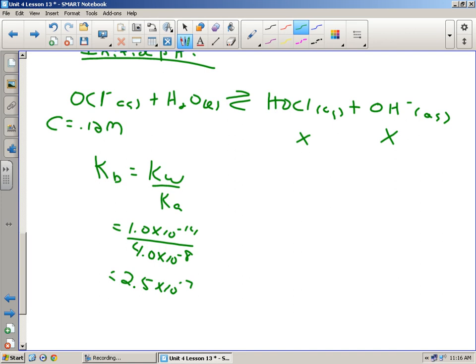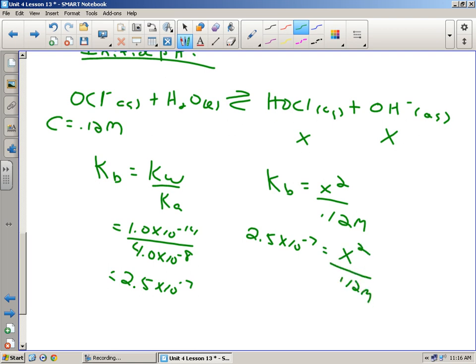So once again, just like before, Kb is going to be x squared over 0.12 molar. My Kb value is 2.5 times 10 to the negative 7. X squared over 0.12. So I'm going to calculate x. So 0.12 times 2.5 times 10 to the negative 7. By the way, is it okay if I do the approximation with this? Is 0.12 1,000 times bigger than 2.5 times 10 to the negative 7? I think we're okay, eh? So once again, that's probably going to happen for you, right? Like I'm telling you it's probably going to happen.